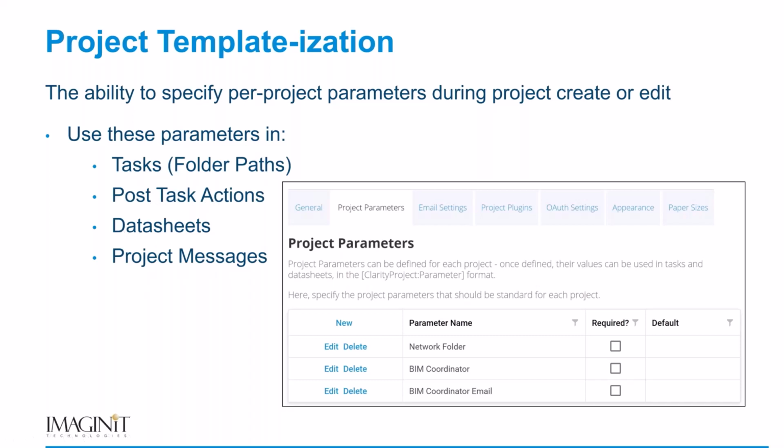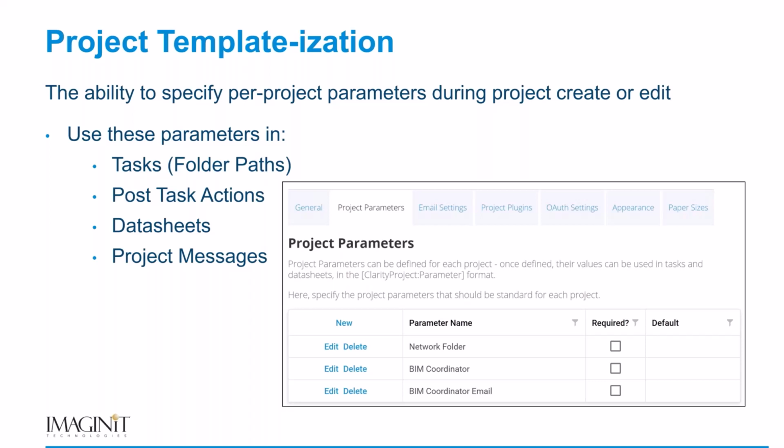Those are all the places that we could come up to use them, and they're used in this format where it's square braces and Clarity Project : the parameter name. But you can use them in that way because we had a lot of people tell us that the templatized approach that we had was nice and all, but they still needed to go in after any project got created. They needed to go in and adjust things like where's the folder that this is being sent to. So they had to go into a bunch of tasks and make adjustments.